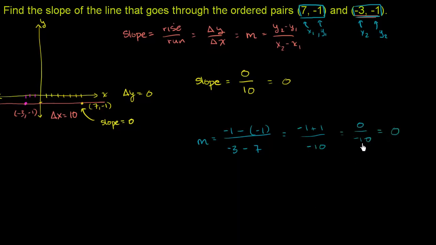The only reason why we got a -10 here and a +10 there is because we swapped the starting and ending points. In the earlier example, we took this as the start point and this as the end point. Over here, we swapped them around. (7, -1) was our start point, and (-3, -1) is our end point. So if we start over here, our change in x is going to be -10, but our change in y is still going to be 0. So regardless of how you do it, the slope of this line is 0. It's a horizontal line.